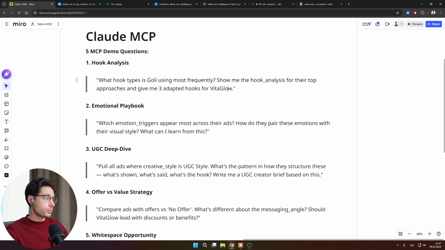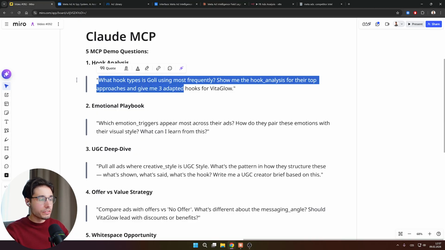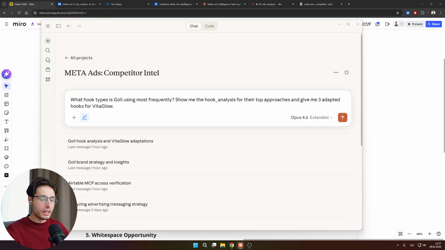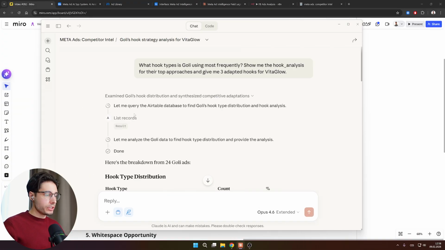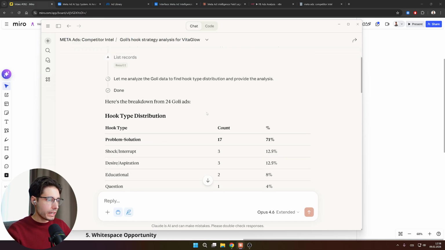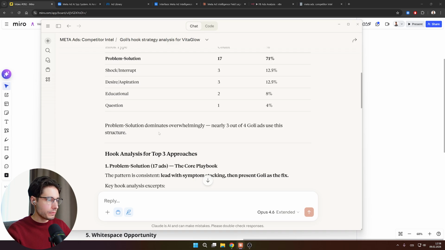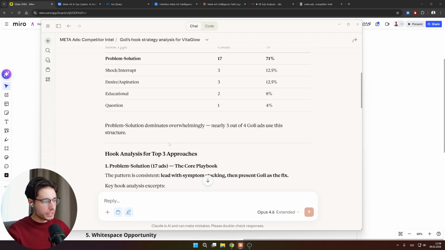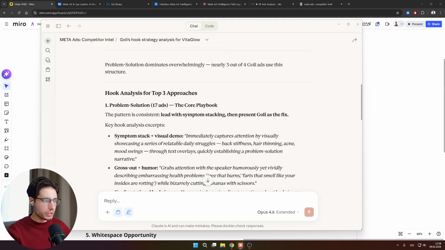So for example, let's try the hook analysis, right? When we ask about what they are using most frequently and give us some adapted hooks for our brand, right? In this demo, let's say we have a brand called Vitaglow and we want the agent to give us some ideas. So I will copy paste it here and give it a second to come up with the response. So now our Claude agent actually used the custom MCP server to connect to the Airtable, to our database, right? He pulled the ads we had right there and we asked him to give us 3 adapted hooks for our brand. So what he does, he kind of gives us the breakdown, what they are doing, right?